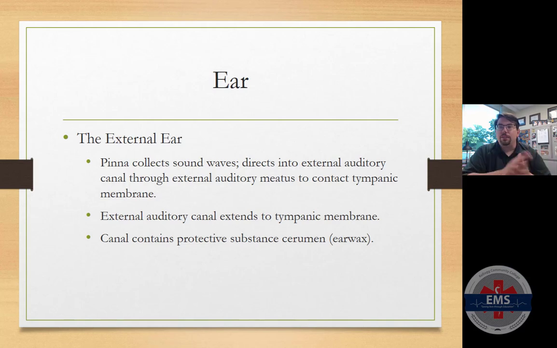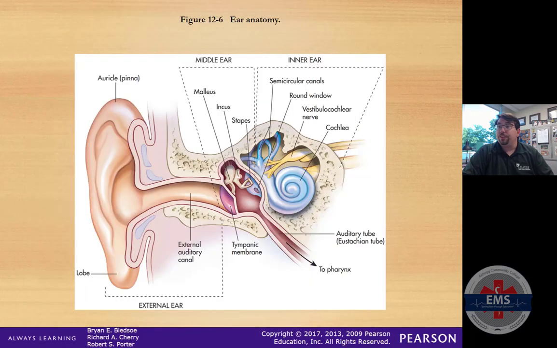There's a lot of different protective substances inside the ear canal. One of the big ones that we don't typically think of as a protective structure is earwax. Earwax is actually designed to stop things from going into your ear, and your ear is naturally going to try to spit out anything that will get in there through the formation of earwax. In case you didn't know.